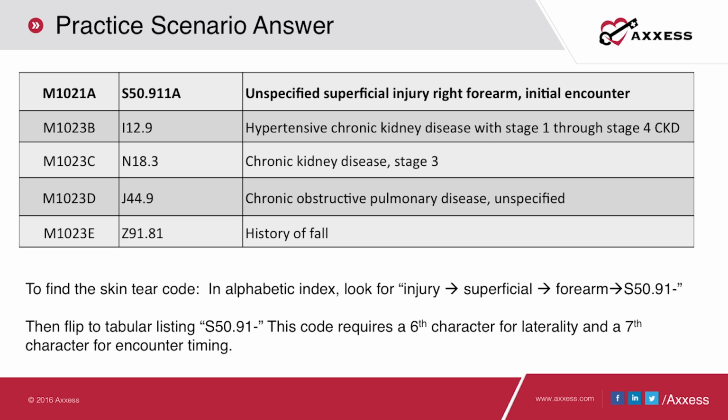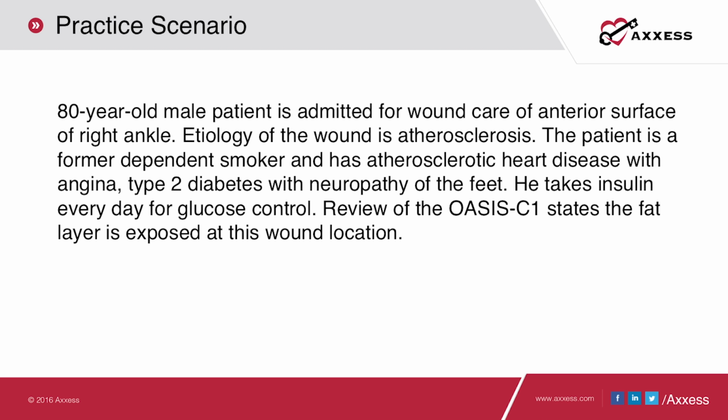And you'll see here at the bottom of the slide how we found that superficial injury. You'll go in your alphabetic index, you look for injury, superficial, forearm, and then you see S50.91-. Then you flip over to the tabular listing S50.91, and you'll see that that code requires a 6th character for laterality and a 7th character for encounter timing. So 1 is right, and then initial encounter is the A, and that's how we got the S50.911A code.